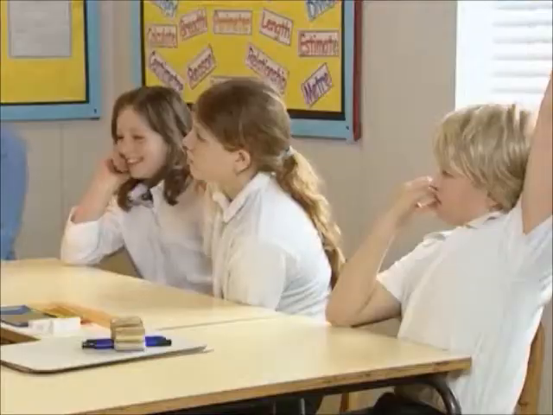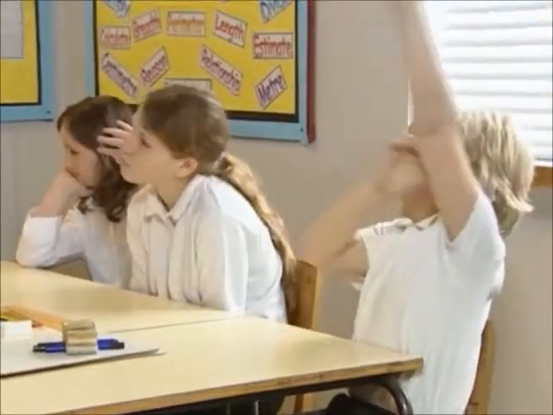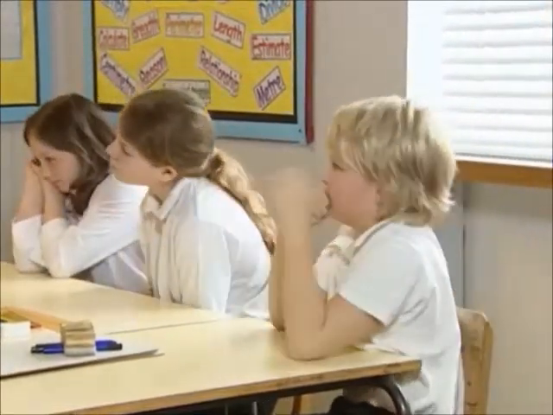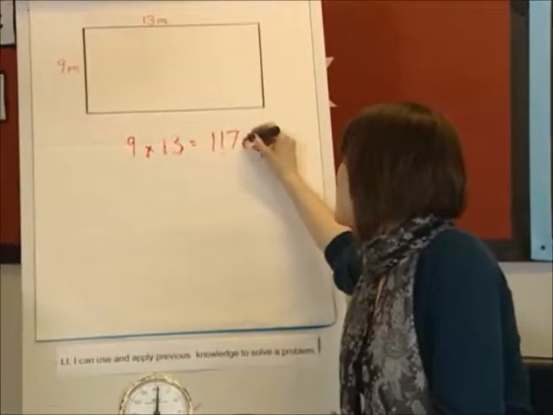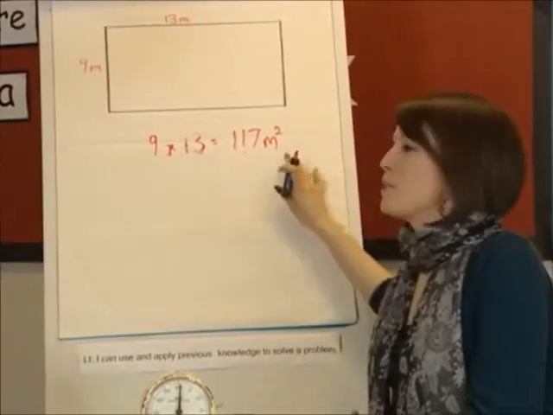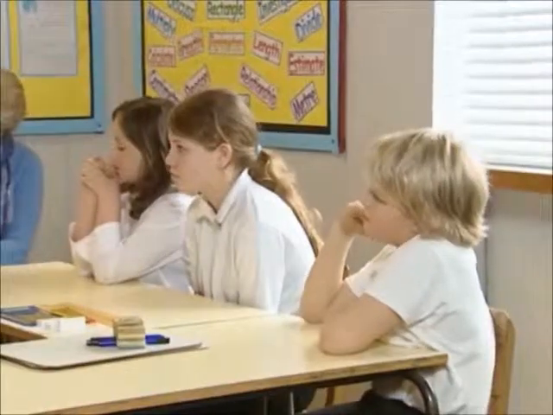Quite tricky in your head, isn't it? Matthew? 117. 117, excellent, well done. 117 what? Metres squared. Metres squared, because in our units for when we do area, always metres squared, aren't they? Or centimetres squared, or whatever we're using, okay?